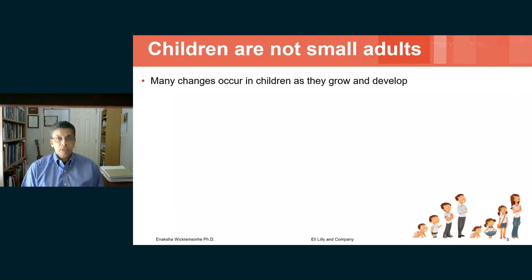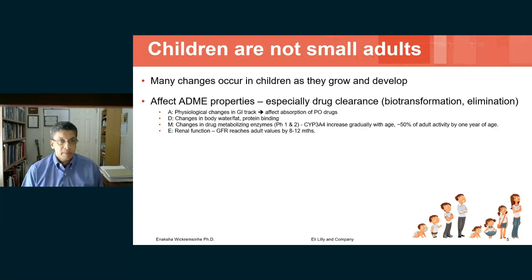So children are not small adults, right? As I said, you just can't take the child's weight divided by the adult's weight and prescribe medications, because many changes do occur in children as they grow and develop, right? There are a lot of ADME properties that change as children grow, especially related to drug clearance, right? The biotransformation pathways, elimination pathways, all of these mature with age and they change.